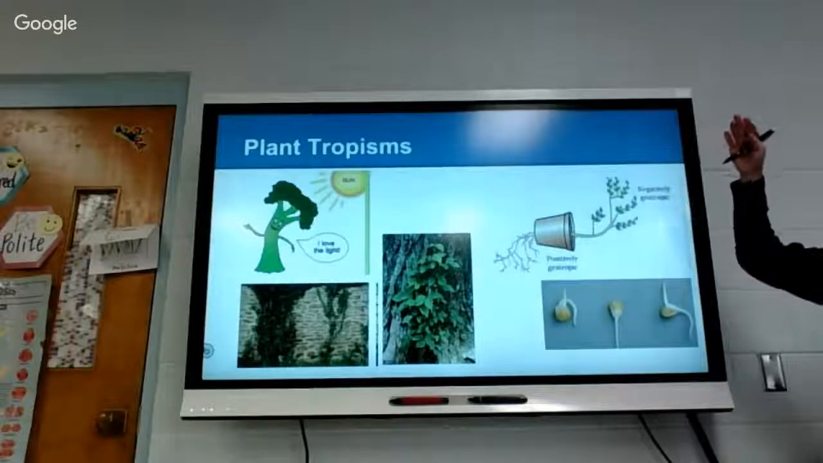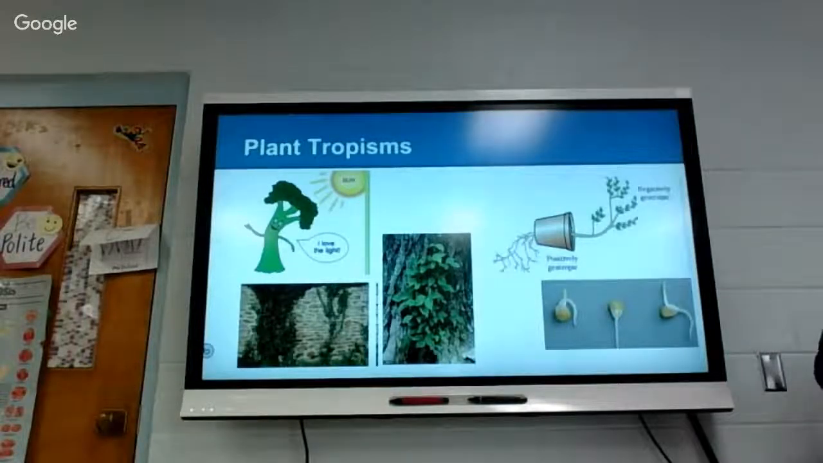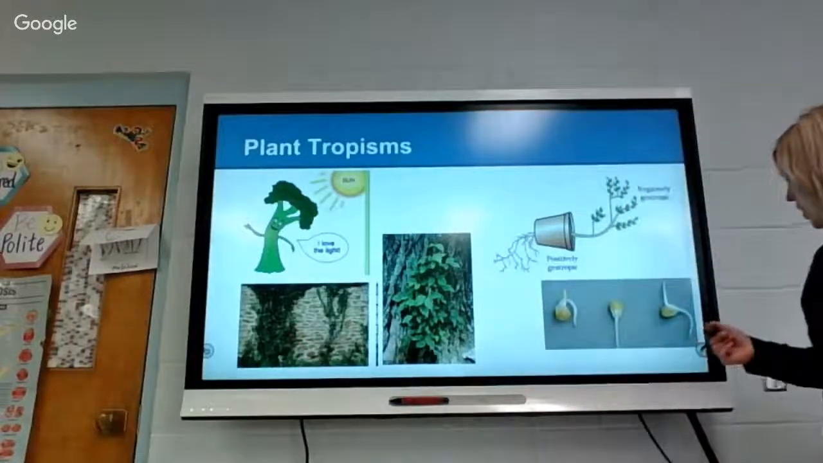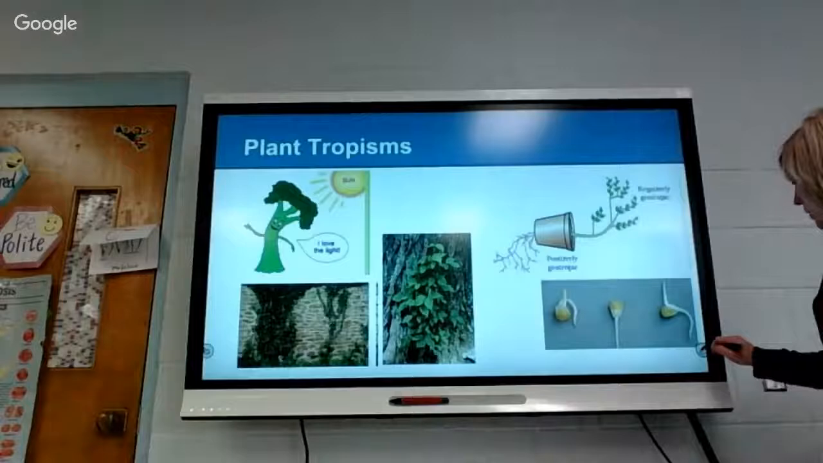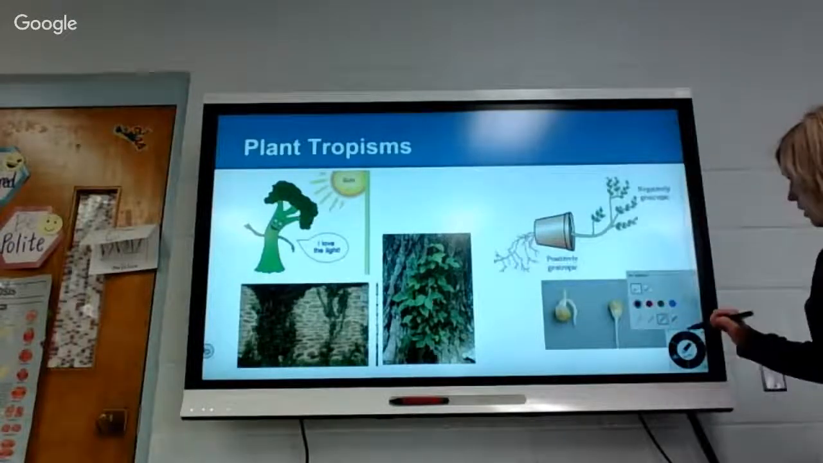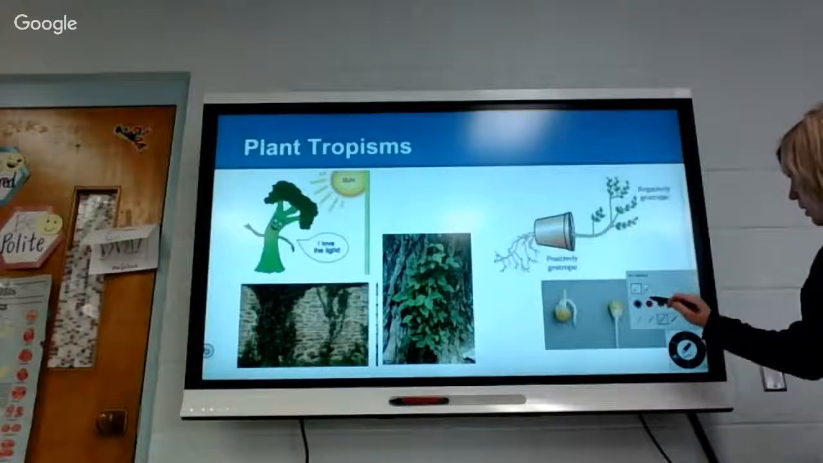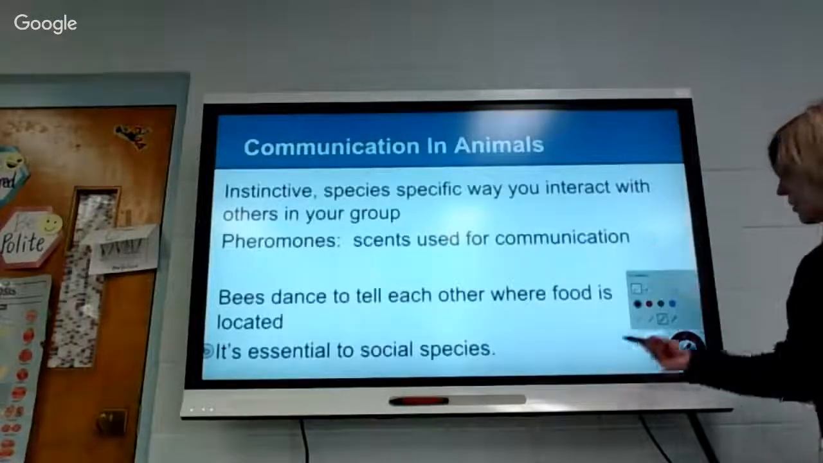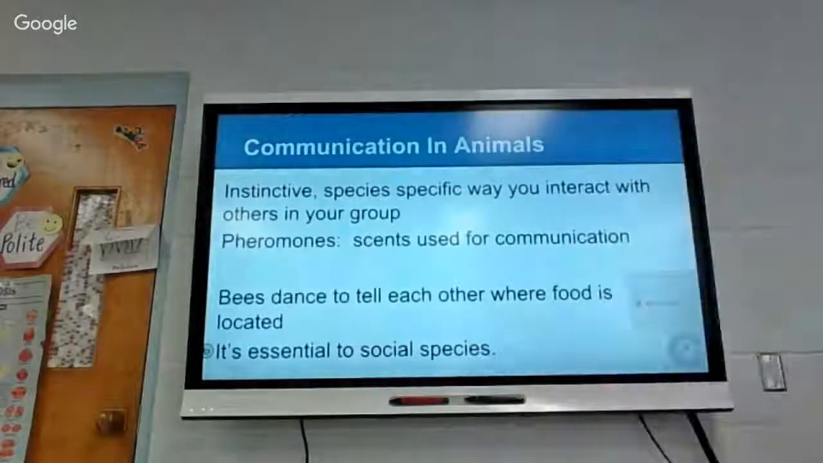So both of these pictures are showing, this is going to let me draw, changing it. No, it's not. I don't want.